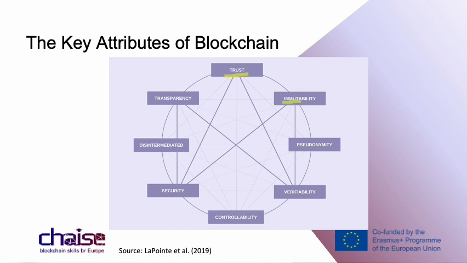Number 2, immutability. Immutable transactions recorded on a blockchain cannot be changed or removed. To change a transaction on the blockchain, a new transaction needs to be added to reverse the effects of the original. In immutable ledgers, there is no way to erase the record of a transaction.